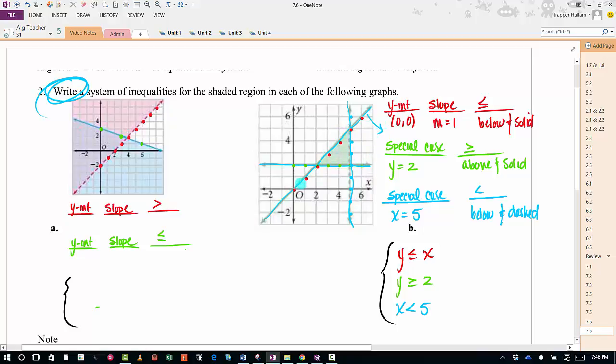So you're shading in this direction on this line. You're shading up on the horizontal line. And you're shading left on the vertical line. Do you need to draw those arrows? No, I just put them in there to help you see it a little bit better.